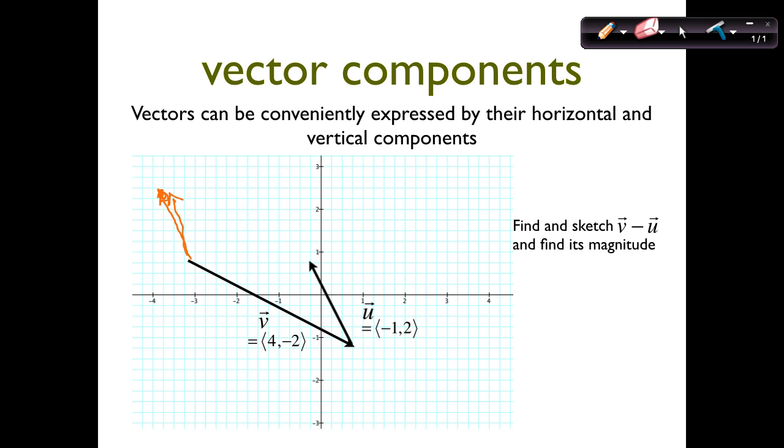Okay. Not my best. There we go. All right, and then what is that? It is negative 1, 2. Yeah. Now if we're going to do v minus u, again, having it in component form is super convenient because I can just subtract components, because components are apples to apples, oranges to oranges. So the x component of v minus u will be? 4 minus negative 1. And then the y component? Negative 2 minus 2. And that is?